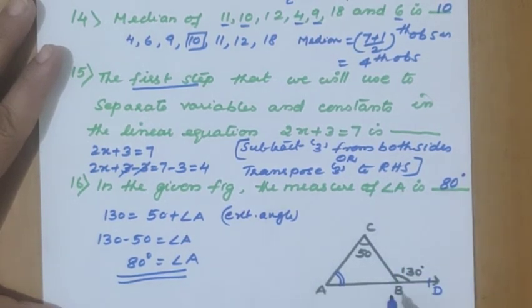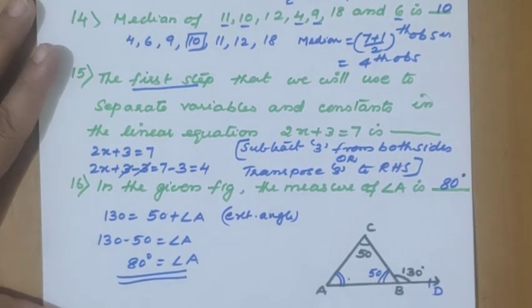Or else what we can find out here, it is a linear pair. So if it is 130, then this angle will be 50 only by linear pair property. Now angle sum property also we can use. 50 plus 50, 100. So the remaining angle is 80 only. So the value of A equal to 80 degree. So this method is easy. So you can use any method. Here the value will be 80 only.